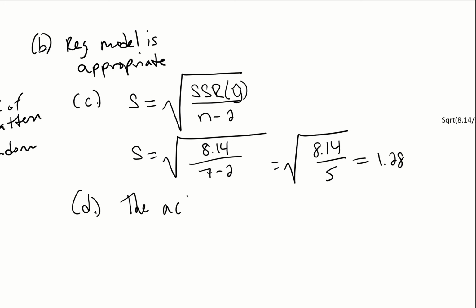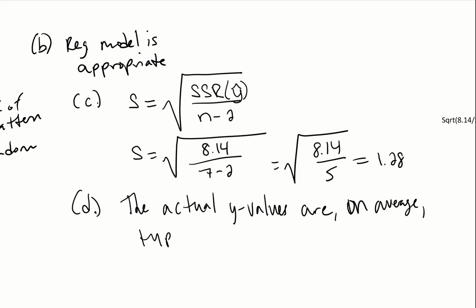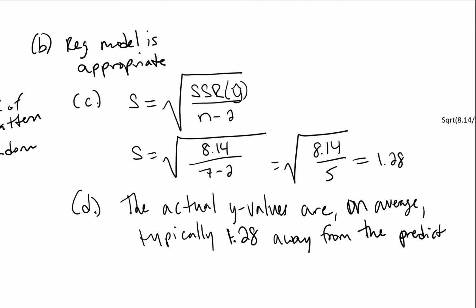So the actual y values are, on average, typically 1.28 away from the predicted value using the least squares regression line.